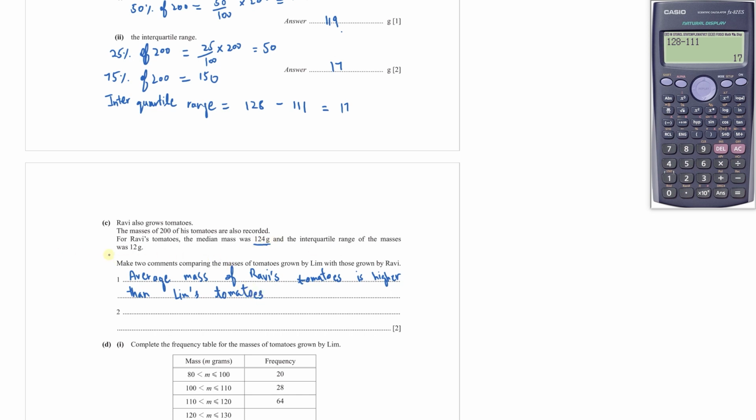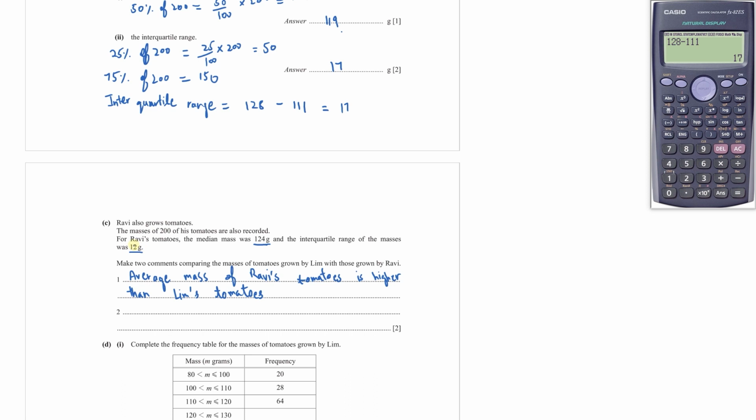And the second value we are given is the interquartile range. So Ravi's tomatoes have an interquartile range of 12 gram, whereas Lim's tomatoes have an interquartile range of 17 gram. So Lim's interquartile range is higher. That means the masses of Ravi's tomatoes are more consistent, less spread out compared to Lim's tomatoes, because the interquartile range is smaller.